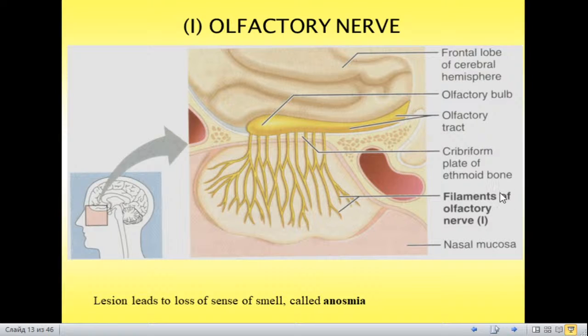And in case of damage to olfactory nerves, anosmia appears.